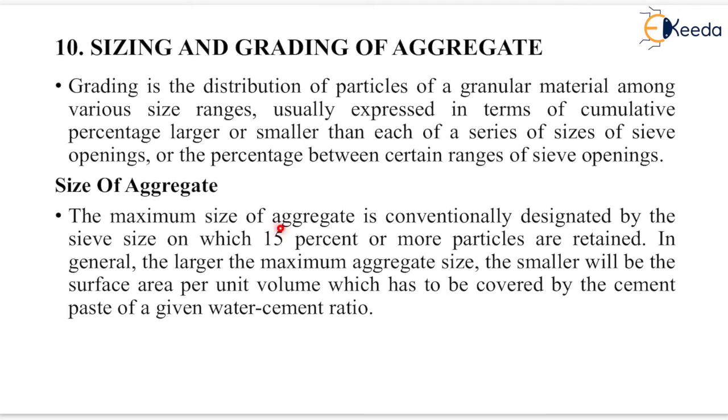The maximum size of aggregate is conventionally designated by the sieve size on which 15% or more particles are retained. In general, the larger the maximum aggregate size, the smaller will be the surface area per unit volume, which has to be covered by the cement paste of a given water cement ratio.